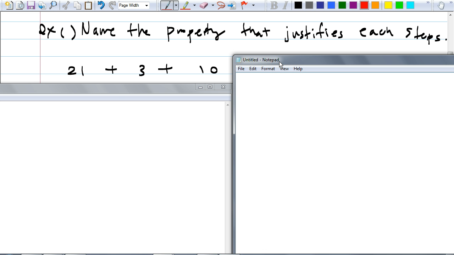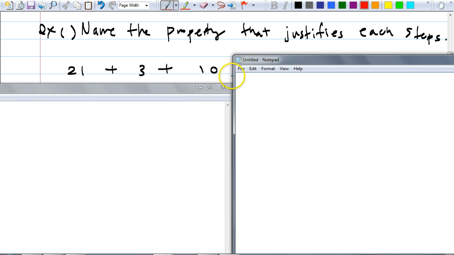All right, some of you may be wondering how they are going to ask you to identify these properties on your homework. This is what they're going to do on your homework today. It's going to say, example 1, name the property that justifies each step. In other words, which property are they using that allows them to write this next step.